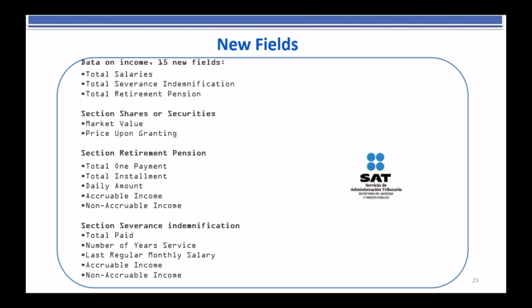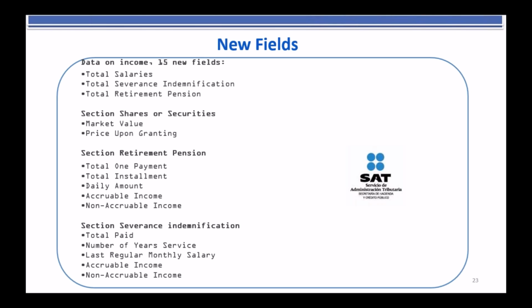Now, regarding the node of income, we have 15 new fields. For example, we have total salaries, total severance, indemnification, retirement. These 3 are for validation. This also shall be automated. They are included two fields for stock options. In case a company is offering options to the employees, they will request the market value and the price of the share when it was granted to the employee.